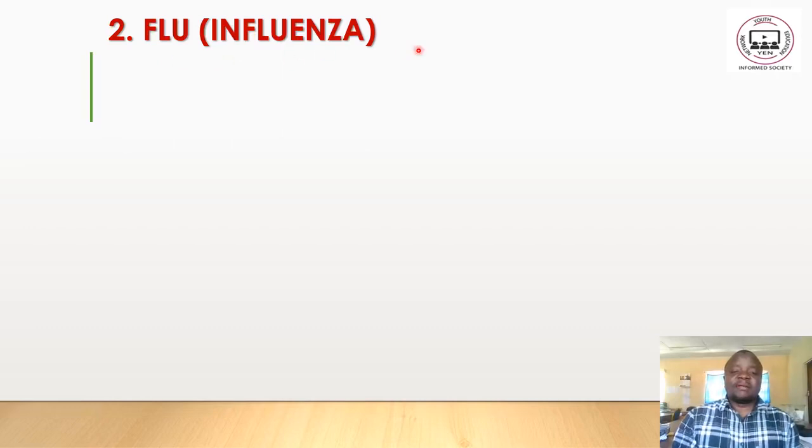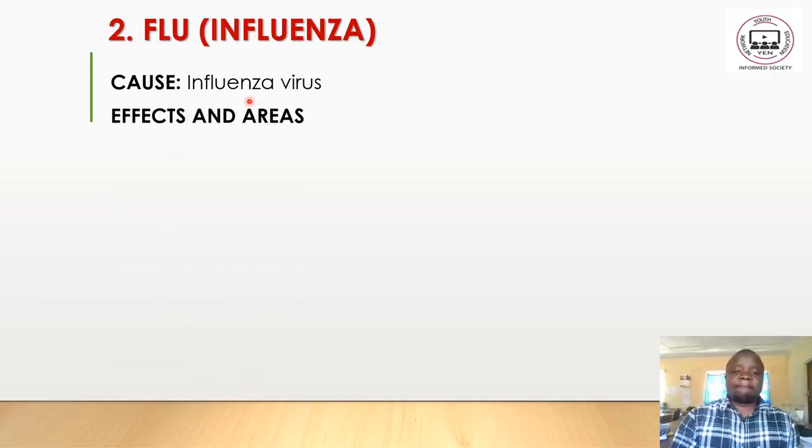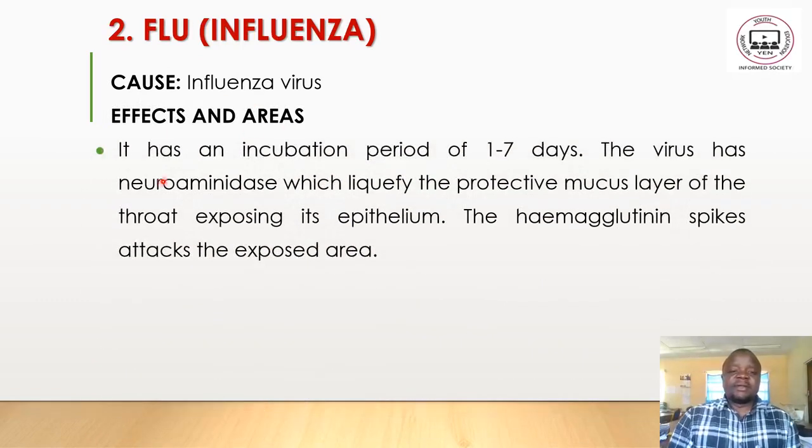The second one is influenza. Influenza is also a disease caused by a virus. We are saying it is caused by the influenza virus. Effects and areas affected: it has an incubation period of 7 days, that's 1 week. The virus has neuraminidase, which liquefies the protective mucus layer of the throat. So it can affect the throat, exposing its epithelium. The hemagglutinin spikes attack the exposed area.